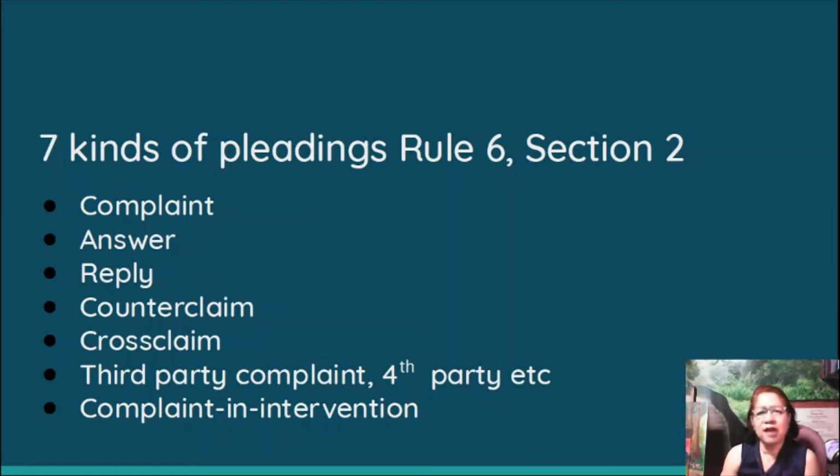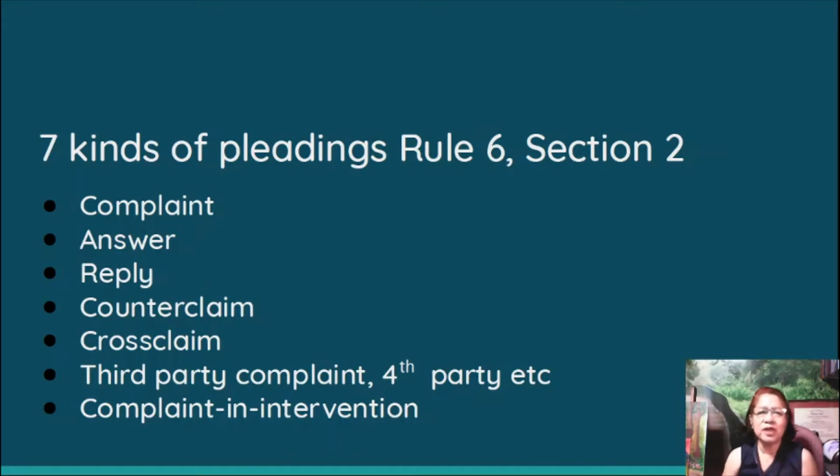Now, there are 7 kinds of pleadings for purposes of applying this rule on judgment on the pleadings, and I would like to emphasize this. So by way of review, the 7 kinds of pleadings are the complaint, the answer, reply, counterclaim, cross-claim, third-party complaint, fourth-party complaint, etc., and complaint in intervention.